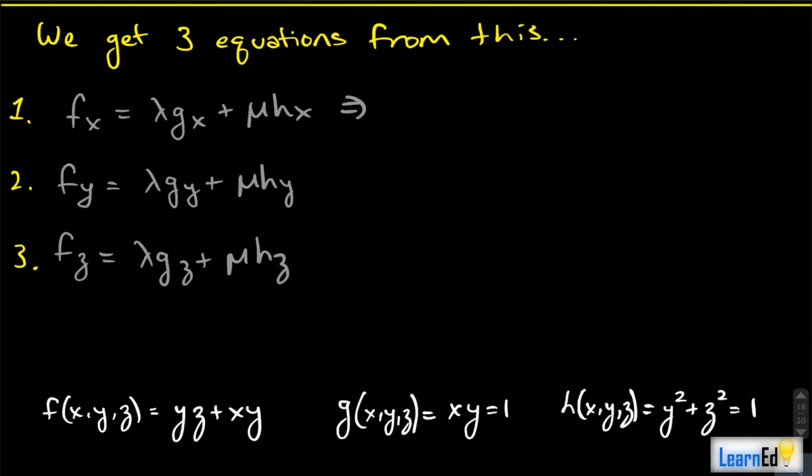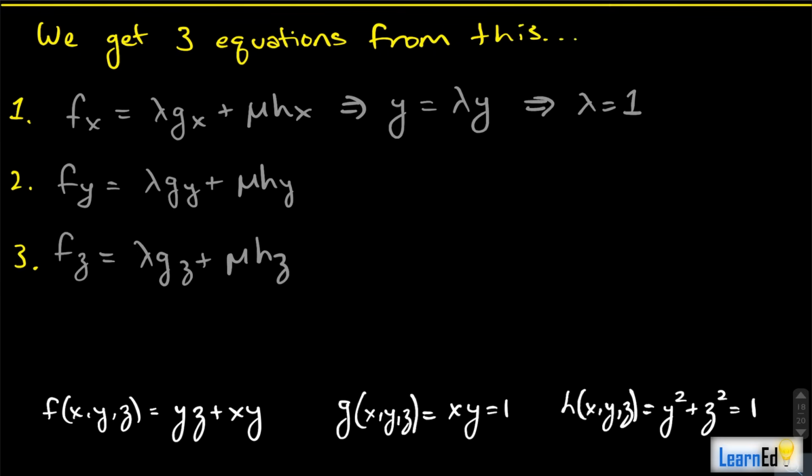The partial derivative of f with respect to x is just going to be y, and lambda will stay there. The partial derivative of g with respect to x is going to be y, and then we get mu. The partial derivative of h with respect to x is going to be 0. So we can actually just get y equals lambda y. And if we divide both sides by y here, we get that lambda equals 1.